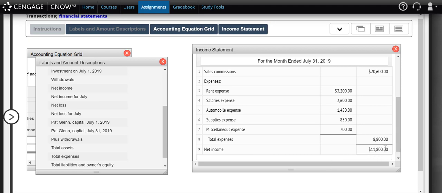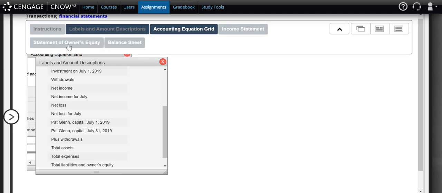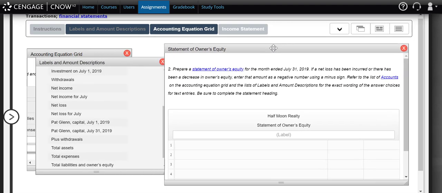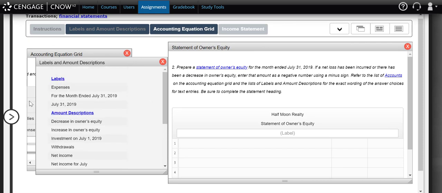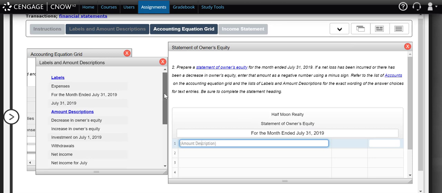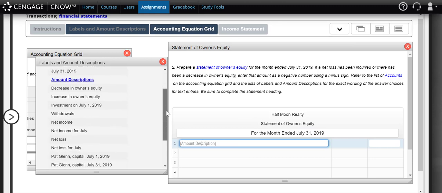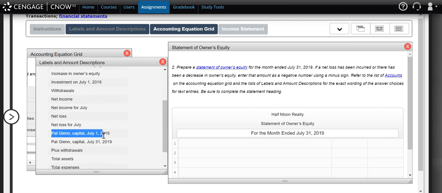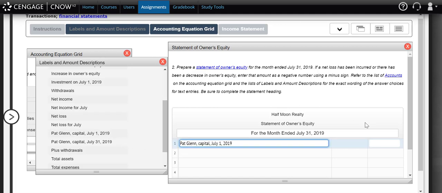We need that last number, the net income, in order to complete our statement of owner's equity. So again, we still need a heading like our income statement. Our heading is going to be for the period of time that it represents, so it's for 1 month. The information that we're entering in here is for a 1 month time frame. We need an amount description. Remember, our statement of owner's equity is looking at the value of our owner at the start of the period versus the end of the period. So we want to look at Pat Glenn Capital as of July 1st. That's the start of our period since we're only doing this for 1 month.